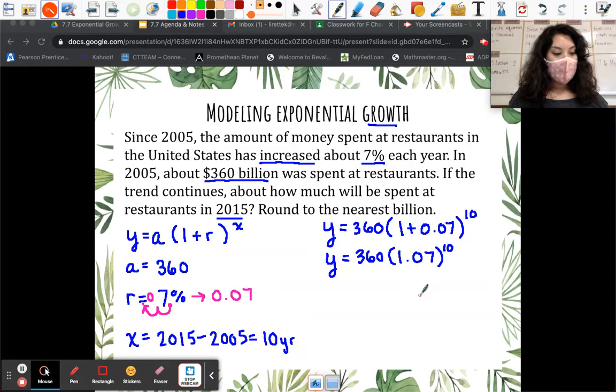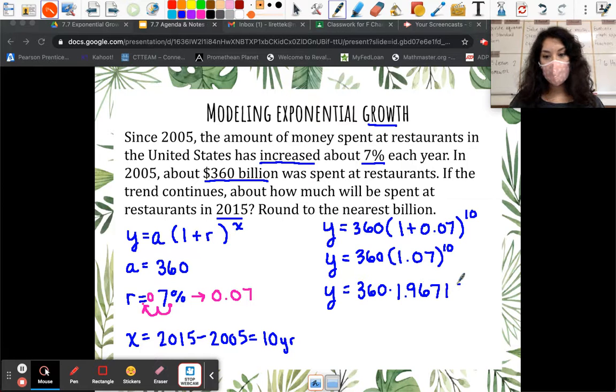Now when you do 1.07 to the power 10, you're going to get a non-terminating decimal. What I'm going to do is just leave that number on my calculator screen without clearing it. And to show my work, I'm just going to write down a few of those decimals here. 1.96715, and it just keeps going, right? But I'm not going to clear that number. I'm going to leave that number on my screen and then immediately take that answer and multiply it with the 360.